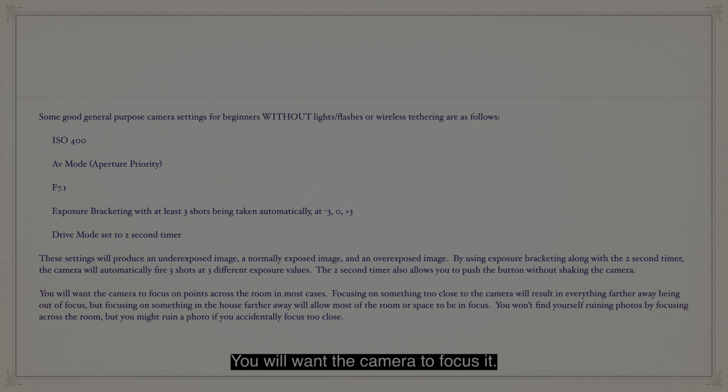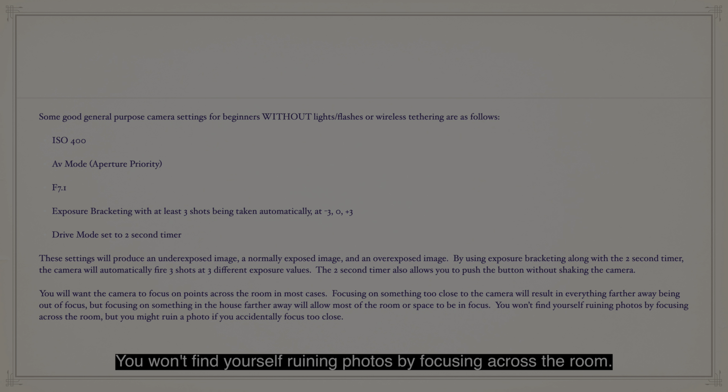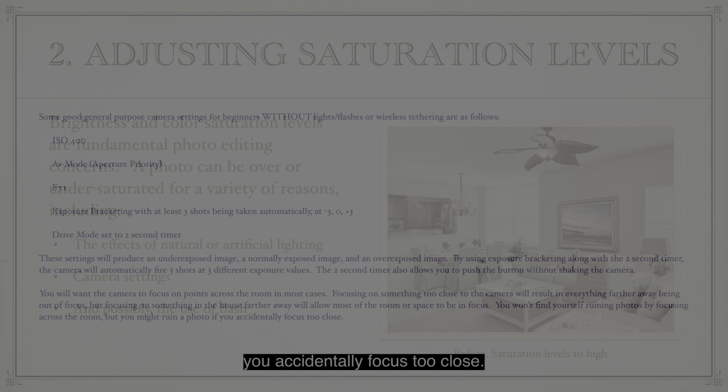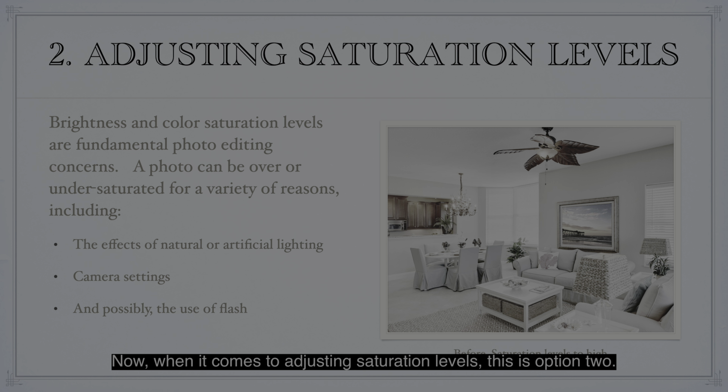You will want the camera to focus across the room in most cases. Focusing on something too close to the camera will result in everything farther away being out of focus. But focusing on something in the house farther away will also allow most of the room or space to be in focus. You won't find yourself ruining photos by focusing across the room, but you might ruin a photo if you accidentally focus too close.